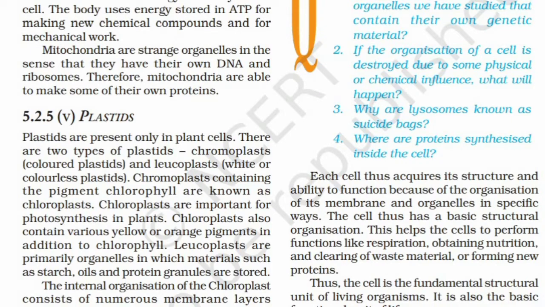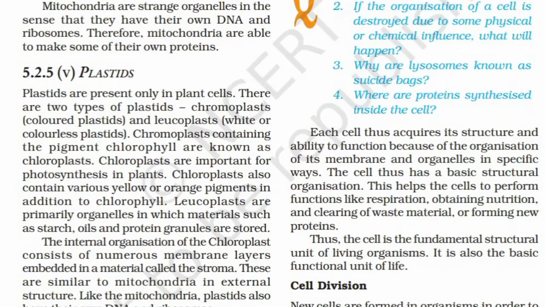Plastids are present only in plant cells. They are not in animal cells. There are two types of plastids: chromoplasts, colored plastids, and leucoplasts, white or colorless plastids. How many types of plastids are there? Two. What are they? Chromoplasts and leucoplasts.